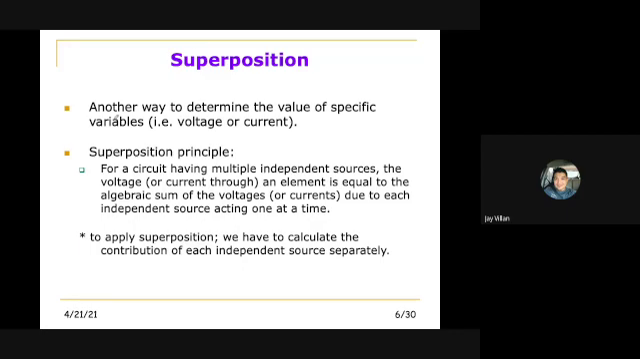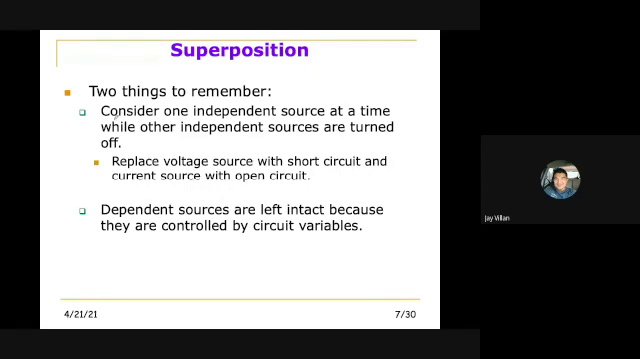Okay, so of course, we will compute it. Two things to remember. Consider one independent source at a time while the other independent sources are turned off. Okay, so when we turn off, this is important. So, one independent source at a time, and all of the other sources should be turned off. Okay? So when you turn off the independent sources, again, what is written here is independent sources.